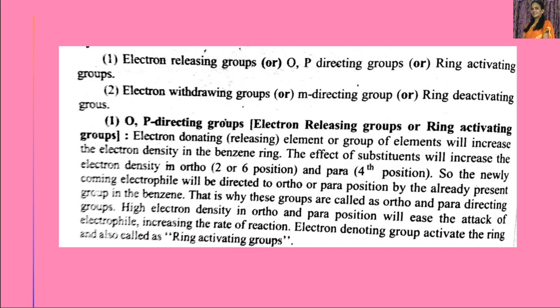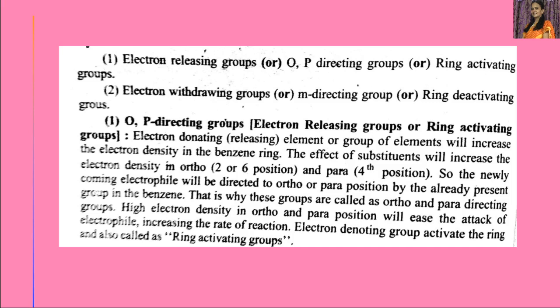Ortho-para directing groups are called electron releasing groups or ring activating groups. An electron releasing or electron donating atom or group of atoms will increase the electron density in the benzene ring. This is called ring activation. The reactivity of the benzene ring is increased due to the greater electron density caused by the presence of electron donating or releasing atoms or groups of atoms.